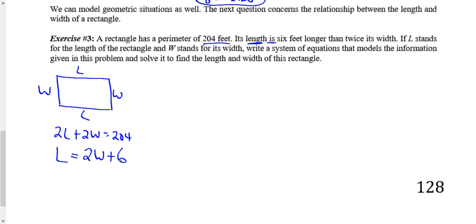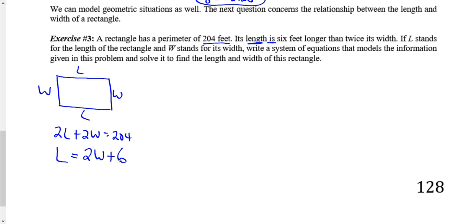So write a system of equations. Now let me ask you a question. We learned a couple of ways to solve systems algebraically. We've been using linear combination or elimination, right? Is this set up to use linear combination, like adding them? No, they're in different forms. I could rearrange this to line up the L's and W's with the plus, but they're not right now.